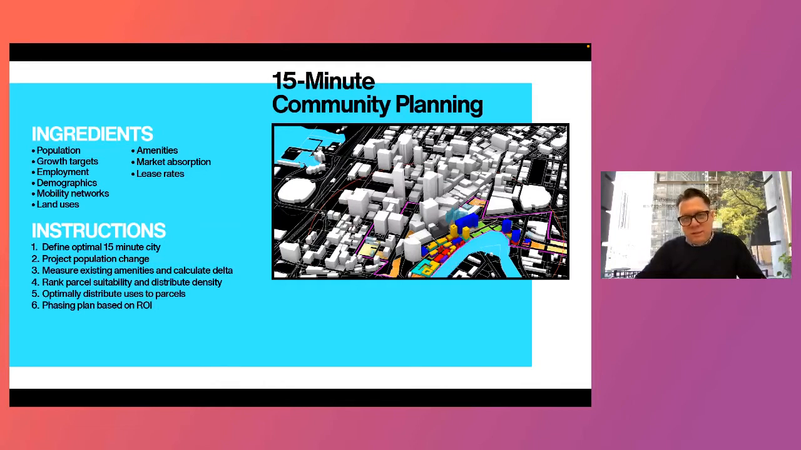Then we put a density multiplier. So it should be less dense on the water, more dense as we gradiate away from the water. And then finally we have parking and open space built into that as well. And then finally we have use distribution.